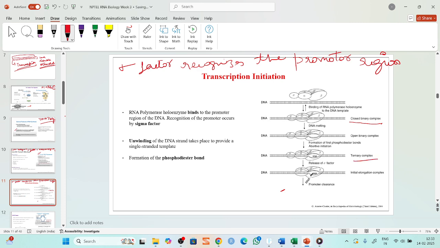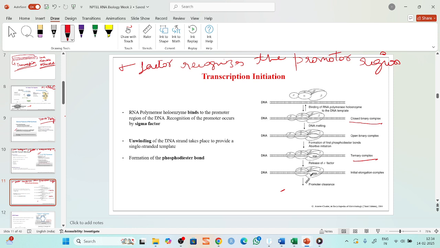So now it is a ternary complex. Why is it ternary? Because now there are three things. You have your RNA polymerase enzyme, you have your DNA template, and a very small RNA is also there. So here abortive initiation can happen, or if not, then sigma factor is released and the elongation continues. For this elongation, the transcription bubble keeps on moving and hence the elongation happens.